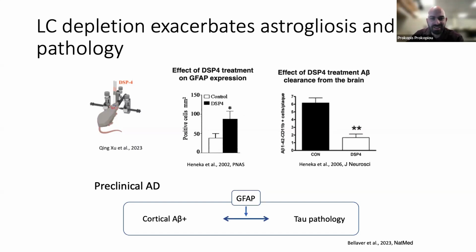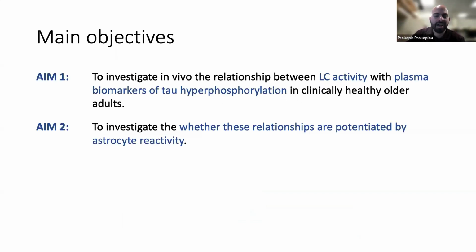increases in plasma tau. But from neuropathologic studies, we know that cortical deposition of amyloid plaques is not the earliest pathophysiological event in AD. In fact, we know that tau accumulation in the LC occurs before that. So the role of astrocyte reactivity in the relationship between LC dysfunction and AD-related tau pathology in preclinical AD remains elusive. And therefore, in this study, the main objectives were to investigate in vivo the relationship between novelty-related LC function and levels of hyperphosphorylated tau in the plasma, and whether this relationship is potentiated by astrocyte reactivity.